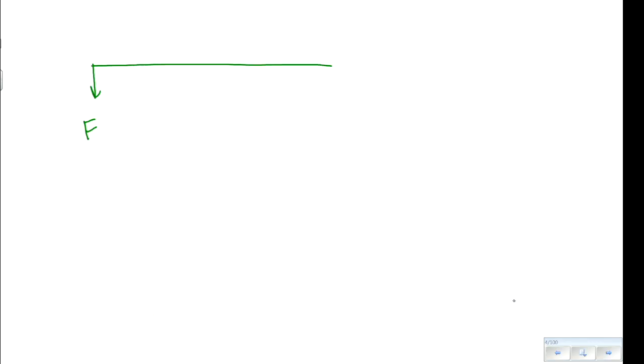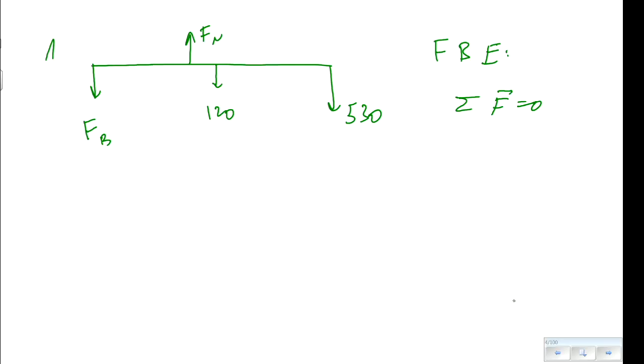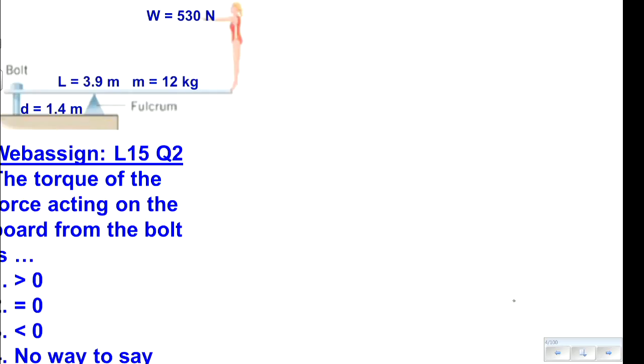Because if we draw a free body diagram: bolt, normal, 120, 530. The force balance equation, which is a very old-fashioned, well-known equation, net force equals 0 relative to the y-axis. We should write normal will be equal to this plus this plus this. This is an additional equation, and if we use this equation to solve for the normal force or for the force from the bolt, we should get the same numbers.